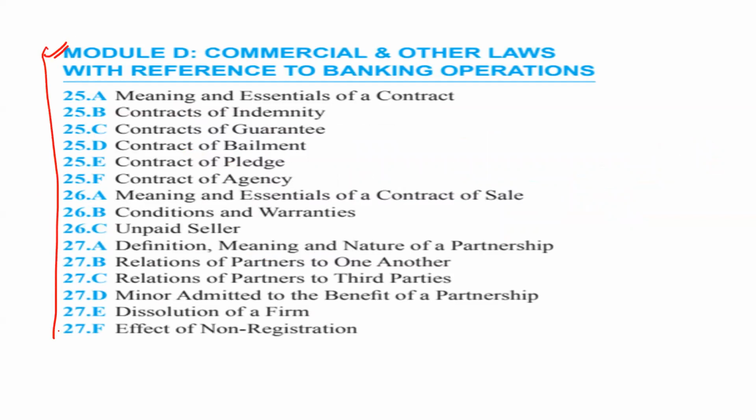Module D is the most scoring module and the easiest among all. Just expect that from every chapter, we will get at least 1 question. Some chapters are 4 to 5 pages, some chapters are 1 or 2 pages, even some are 8 to 10 pages. But this is very easy, and all are interlinked with each other.